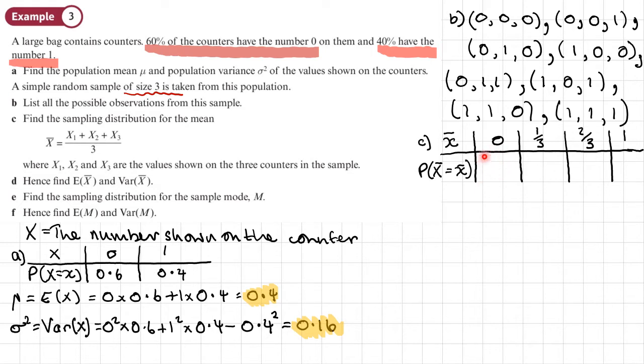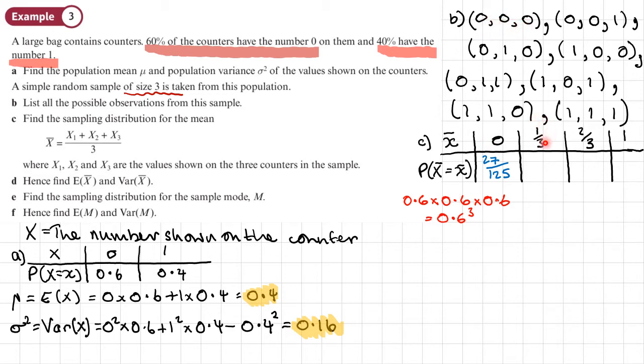So when am I going to get a mean of 0? I'm going to get a mean of 0 when all three counters come up on 0. And what's the probability of that happening? Well, if the probability of one counter coming up 0 is 60%, 0.6, then the probability that all three counters come up with 0 is going to be 0.6 cubed. Now, if I do this on my calculator, it comes up with 27/125. So I'm going to keep it as that, 27/125, rather than fiddle around with fractions. So we're going to get a mean of 0 when they all come up with zeros on the counters.